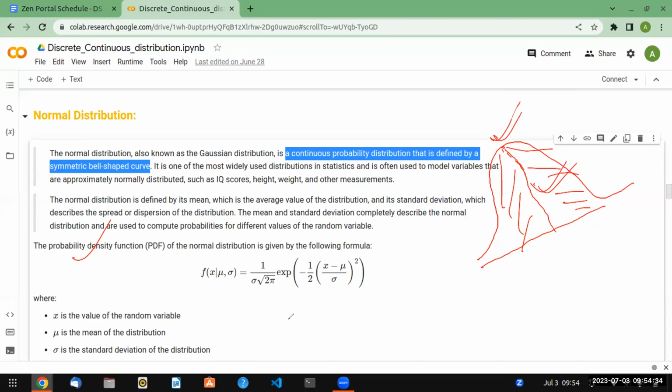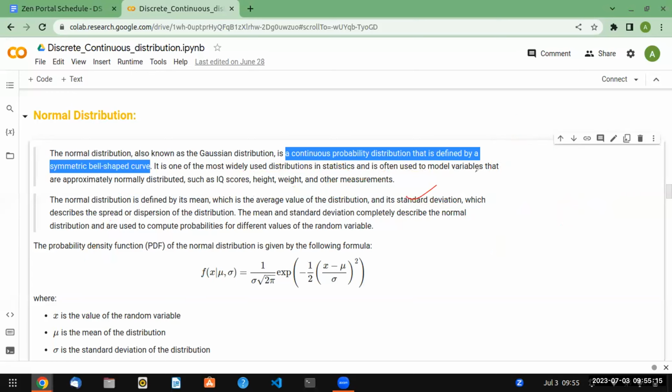Now let's try to find out. It is one of the most widely used distributions in statistics. True. And it is often used to model variables that are approximately normally distributed, such as your IQ scores, height, weight, and other measurements, like the examples of normal distribution they're giving. The normal distribution is defined by its mean, which is the average value of the distribution, and its standard deviation. Now here you are going to encounter this term called standard deviation, guys. Please pay attention here.